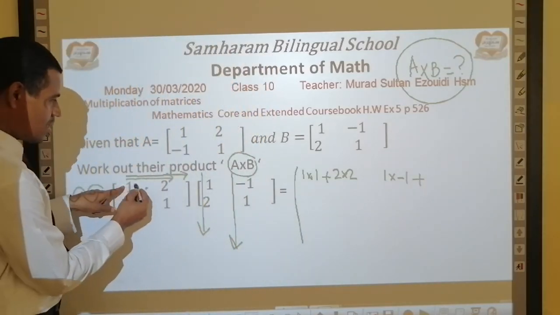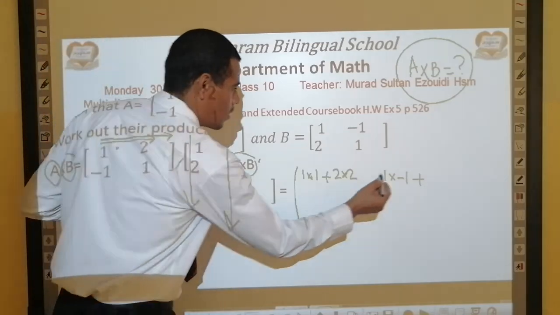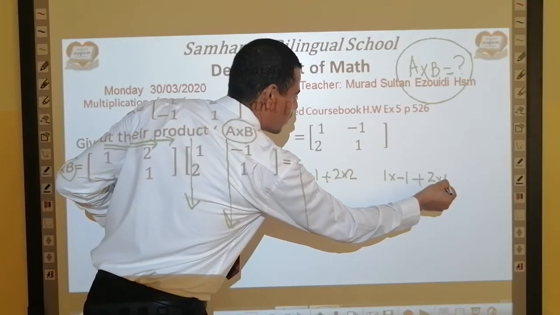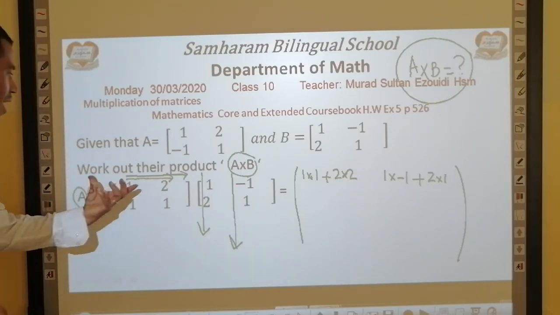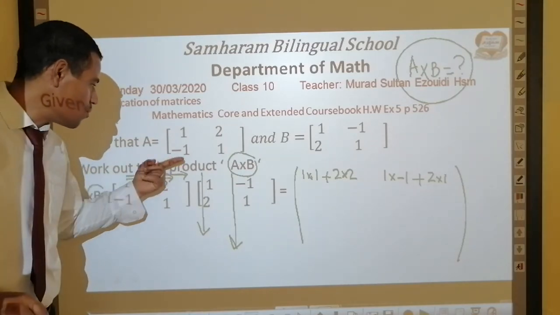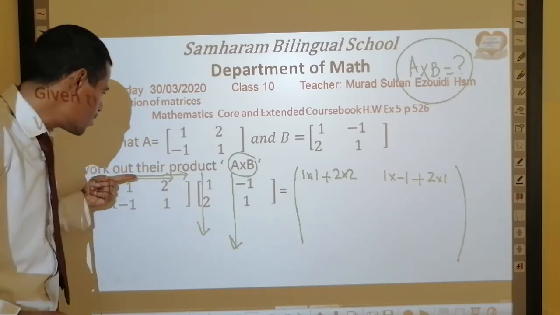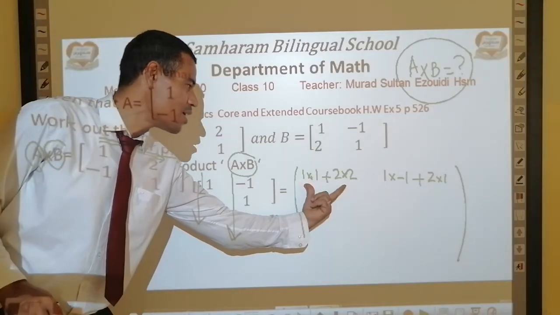Plus 1 multiplied by negative 1. Plus 2 multiplied by 1. Okay, I will close my parentheses. Look, I multiply the first row by the first column, then the first row by the second column, and I wrote them here.